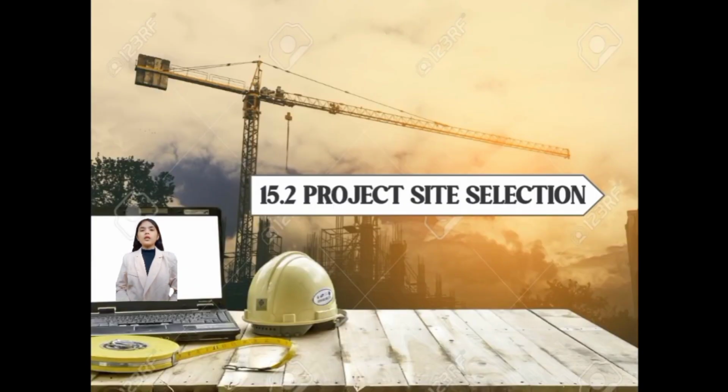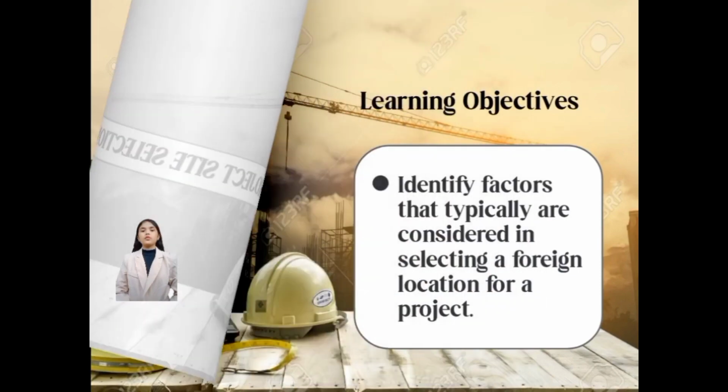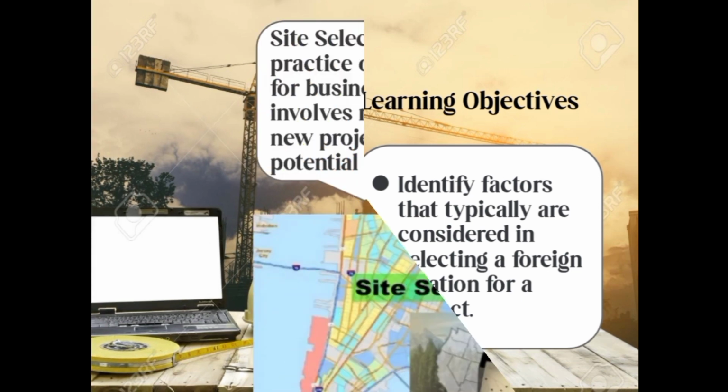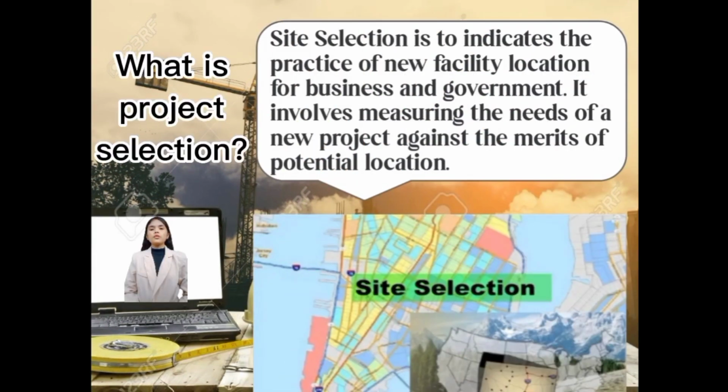My topic is all about project site selection. Learning objective: to identify factors that are typically considered in selecting a foreign location for a project. What is project selection? Project selection is the process of evaluating and choosing projects that both align with an organization's objectives and maximize its performance.